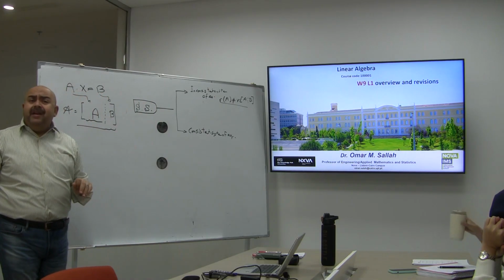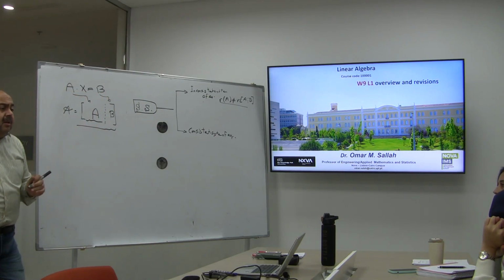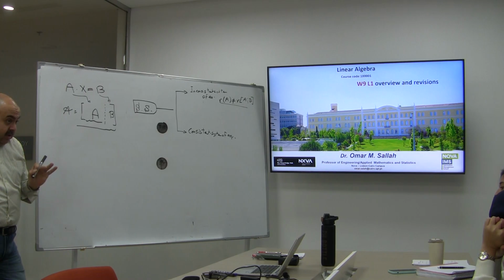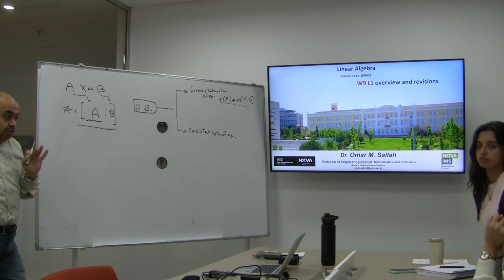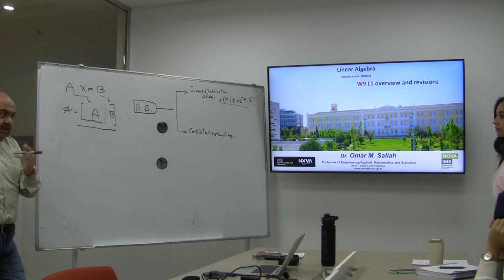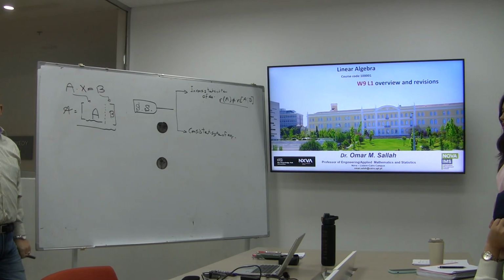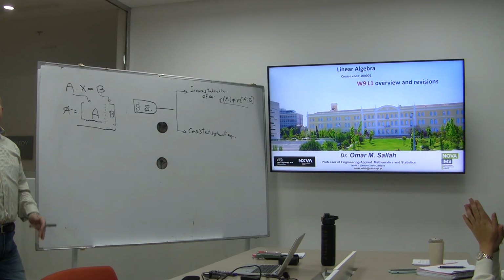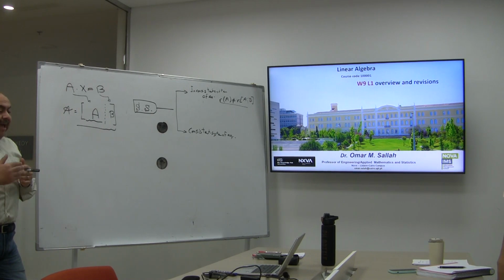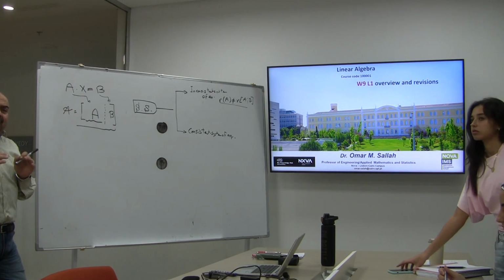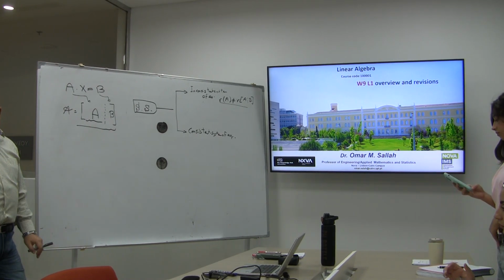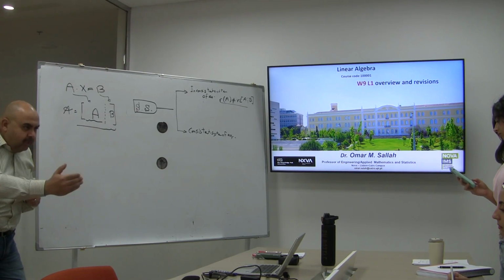Do you remember what the rank is? What's the rank? It is the number of non-zero rows in the reduced echelon form. What's the reduced echelon form? Once you try to solve your problem and reach as near as possible to a unit matrix. This is after you do your row operations.